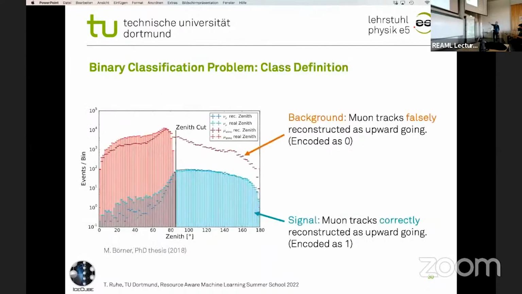Okay, this is just again motivating what the signal and the background is. This slide should have come before, right? Background are muon tracks falsely reconstructed as upward going, and signal is muon tracks correctly reconstructed as upward going. And if they're correctly reconstructed as upward going, then they will have to be induced by a neutrino.